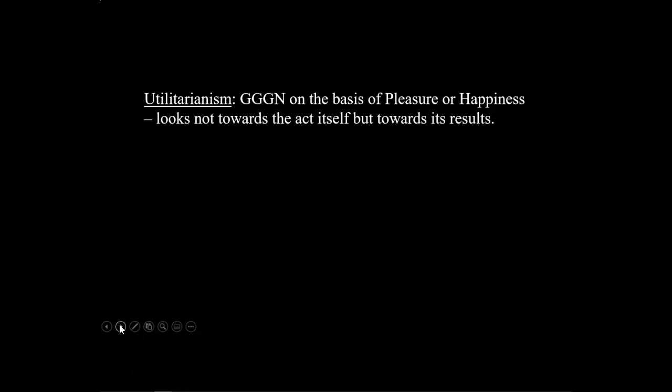Thus this GGGN, the greatest good for the greatest number, on the basis of pleasure, primarily if we're talking about Jeremy Bentham's approach to utilitarianism, or on the basis of happiness, defined as the combination of both the pleasures of the body and also the pleasures of the mind, if we approach things from John Stuart Mill's perspective. So it looks not towards the act itself, but towards its results. It's important for you to remember that.